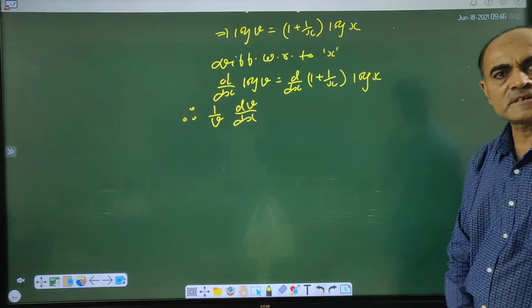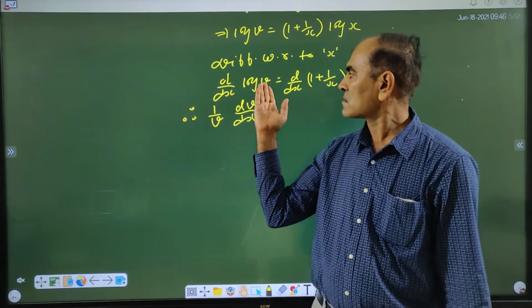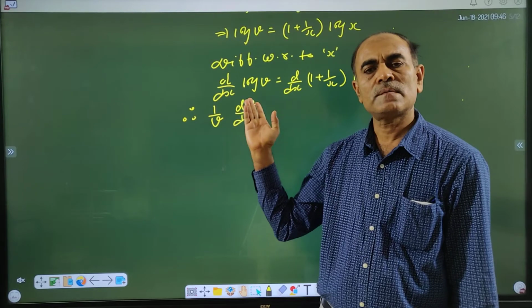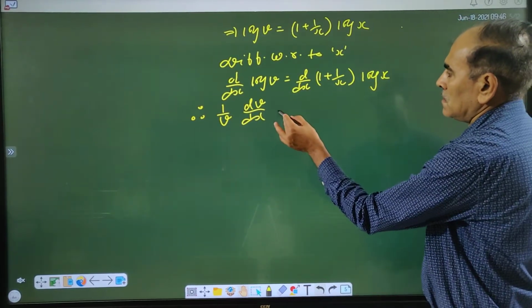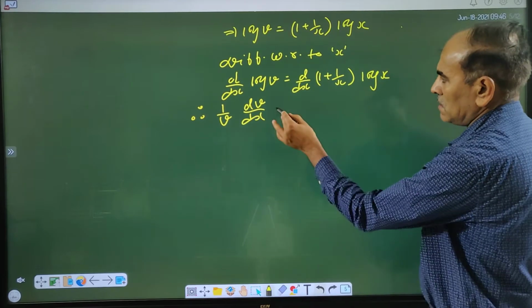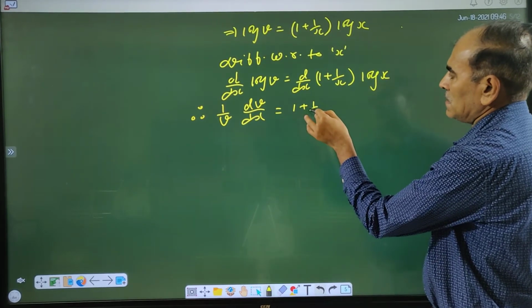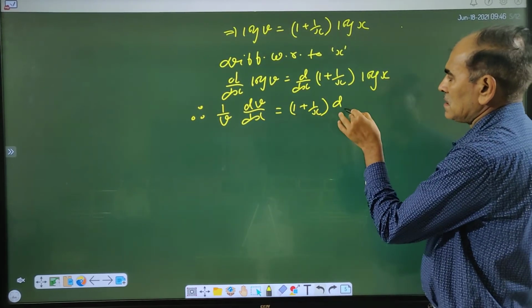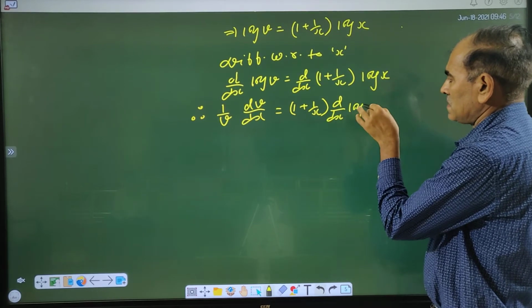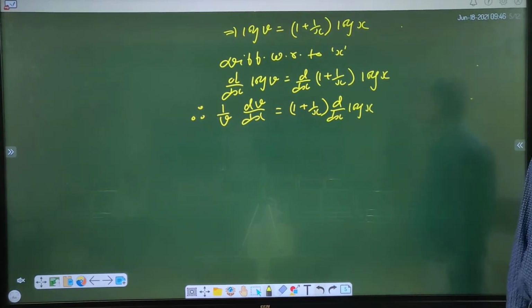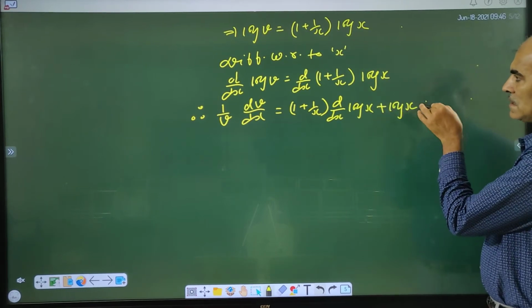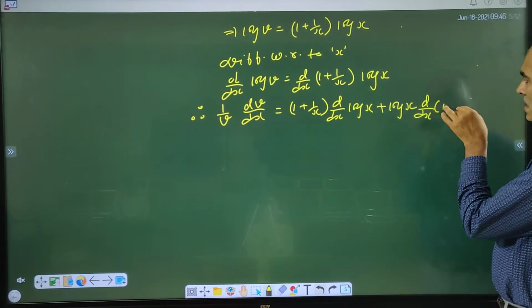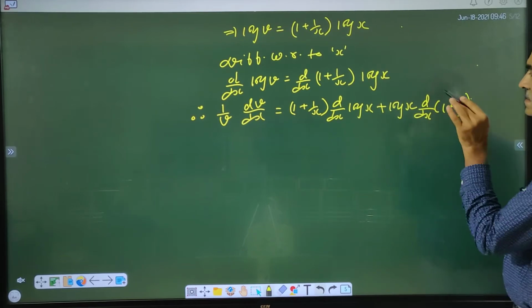Log of some function is given. Log of some function means 1 by that function into d by dx of that function. Now here we have to apply the product rule. 1 plus 1 by x as it is, d by dx of log x, plus what we have to see? Log x as it is, d by dx of 1 plus 1 by x.